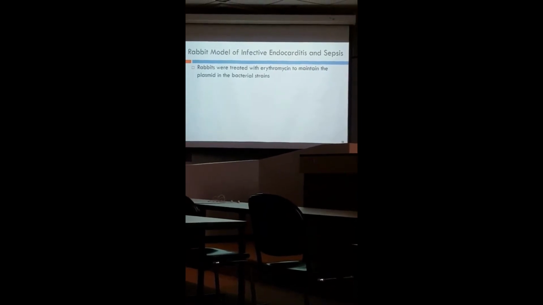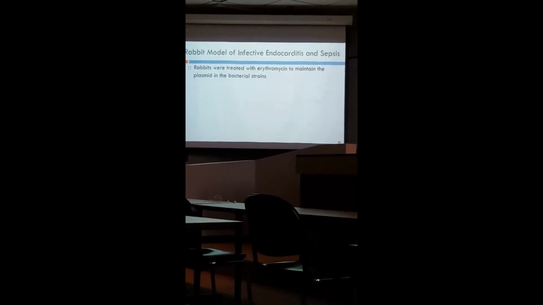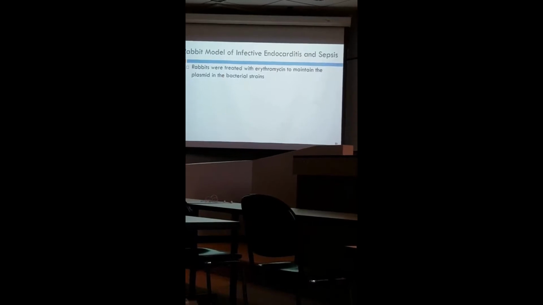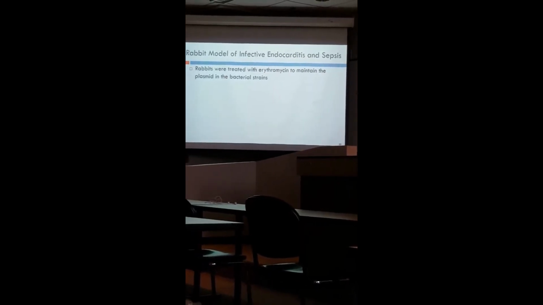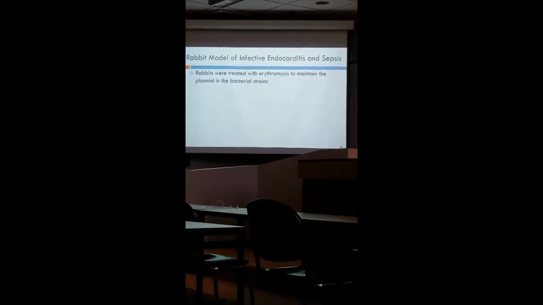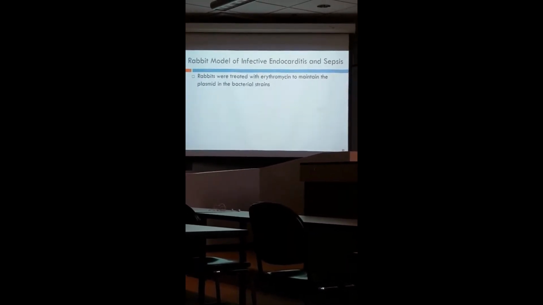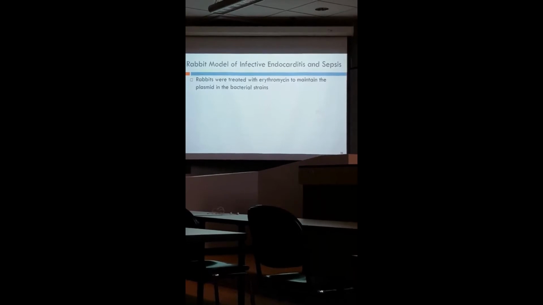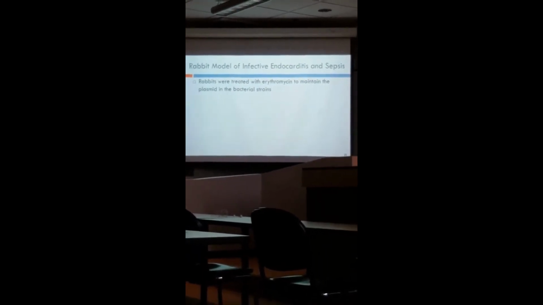So the rabbits were then treated with erythromycin, and most plasmids have an antibiotic resistance gene. So the plasmid that they used was erythromycin resistant. The reason they treated with erythromycin was to select for just that plasmid, so that they knew that was the only thing acting and contributing to the infective endocarditis.